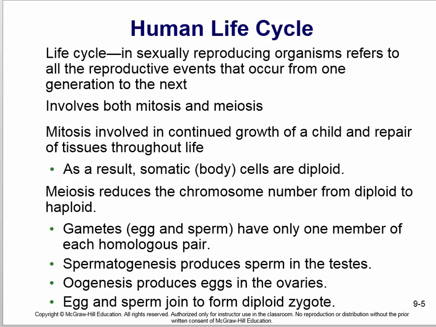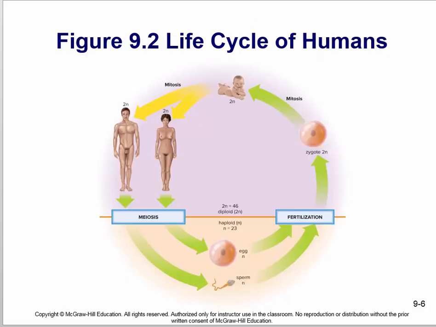Gametes have only one member from each homologous pair. Spermatogenesis produces sperm in the testes, and oogenesis produces the eggs in the ovaries. This is figure 9.2. Please pause to review this figure in your book. Meiosis is a part of gamete production in both males and females. When a haploid sperm fertilizes a haploid egg, the zygote is diploid.